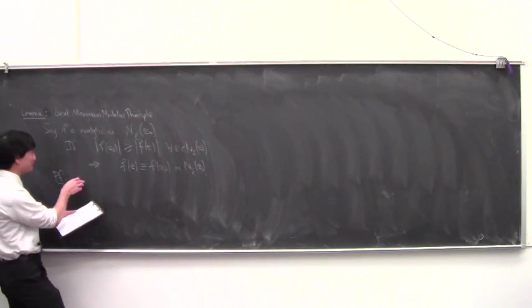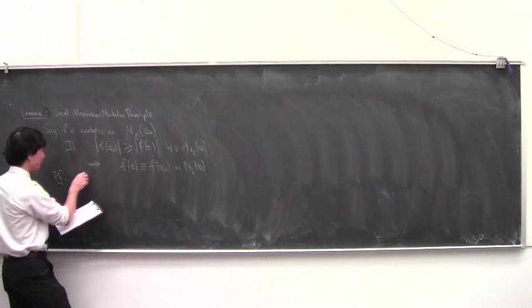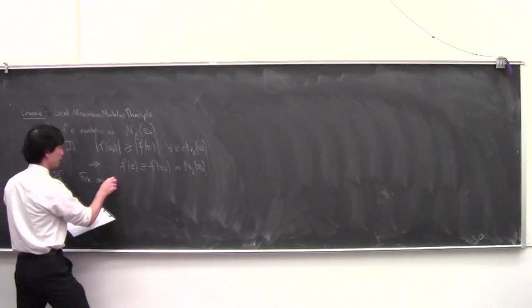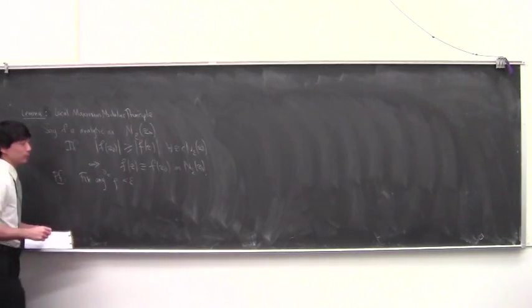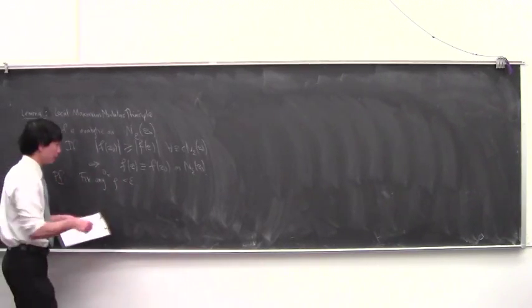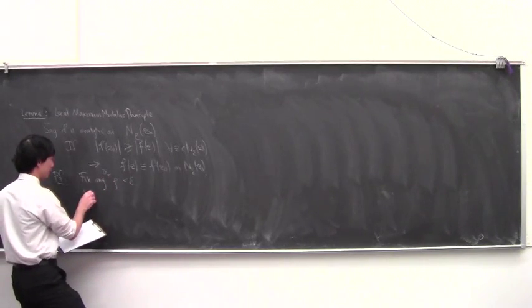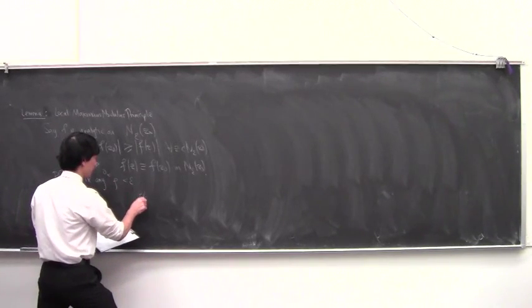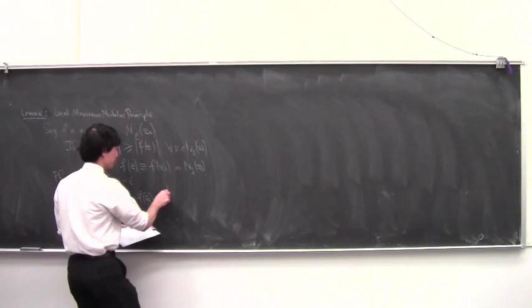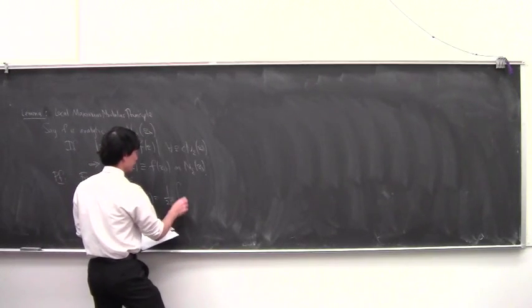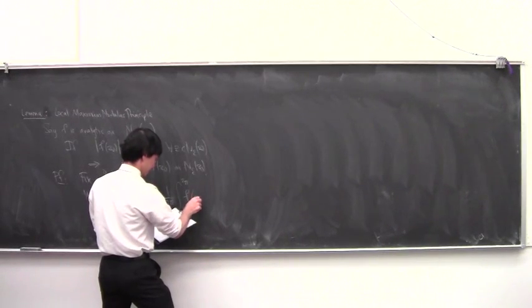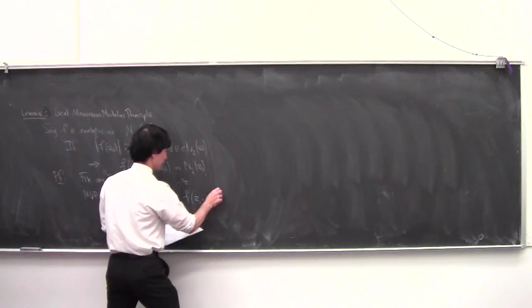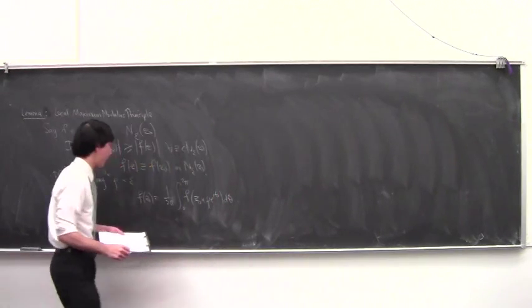Okay, so fix any rho that's smaller than epsilon. So rho is some positive number smaller than epsilon. We have the mean value property, right? So the mean value property says that f of z naught equals 1 over 2 pi, the integral from 0 to 2 pi of f of z naught plus rho e^(i theta) d theta.